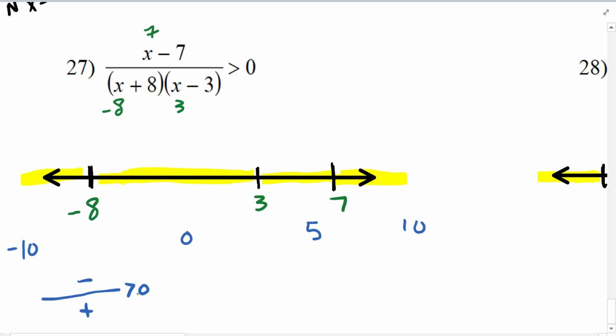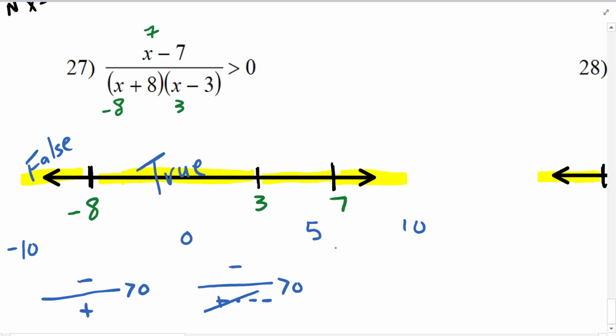So is a negative number greater than 0? False. And then I'm going to put 0 in. We'll have negative in the numerator, positive times a negative, which ends up being negative. Is a negative divided by negative, which is positive, greater than 0? True.